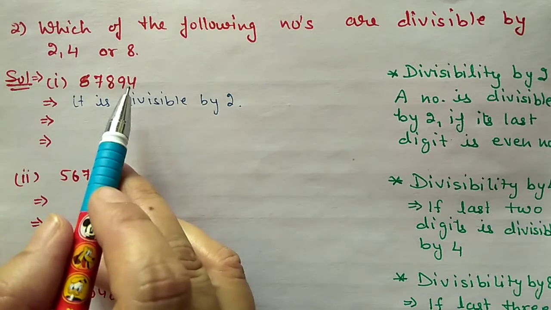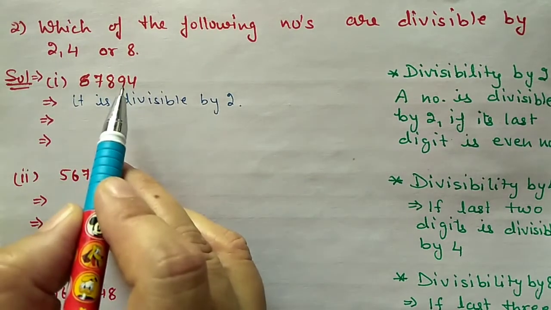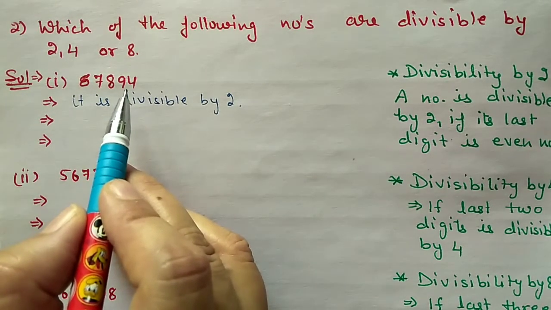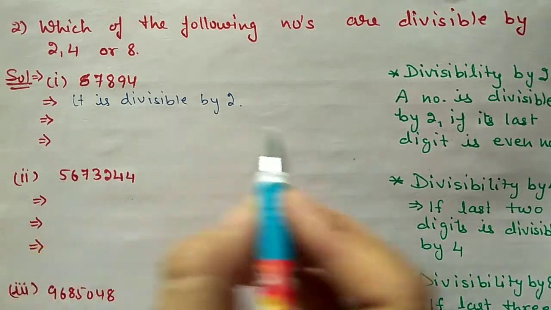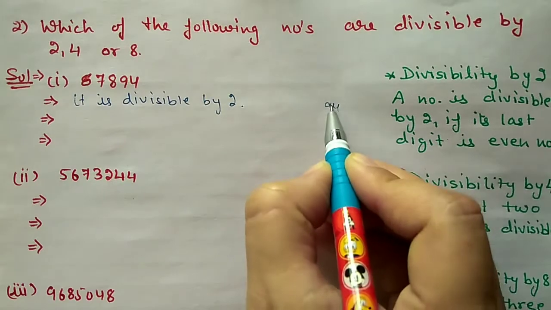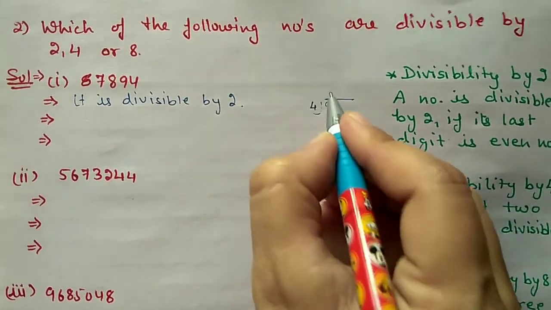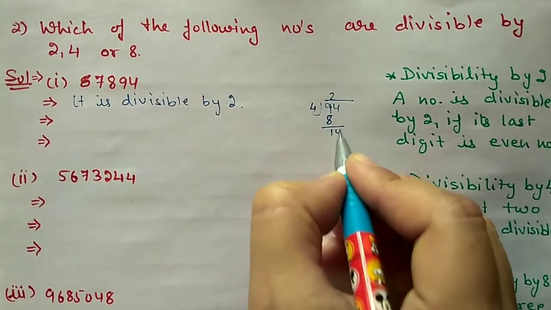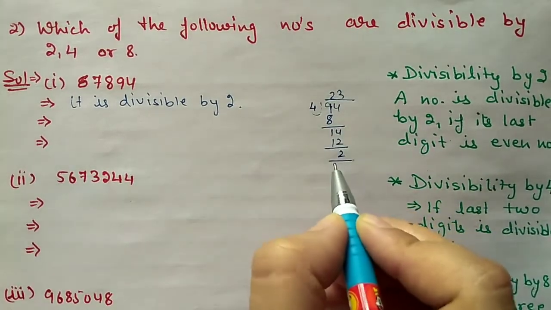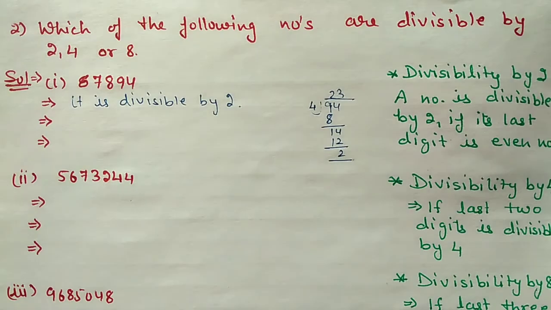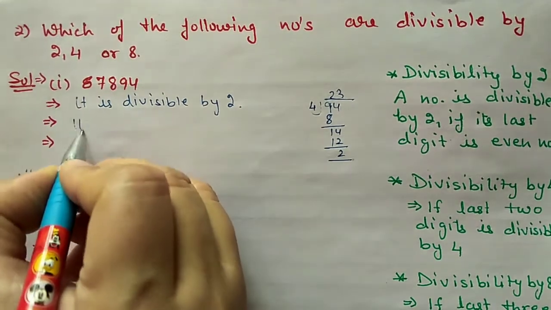Second, we will check divisibility by 4. So the last 2 digits are 94. We will check whether 94 is divisible by 4 or not. If you divide 94 by 4, we get 4 twos are 8, then 14, 4 threes are 12. It is not completely divisible by 4, so we can say it is not divisible by 4.